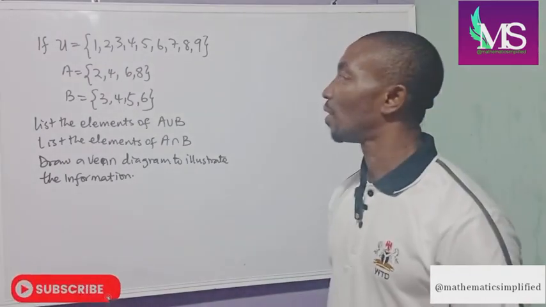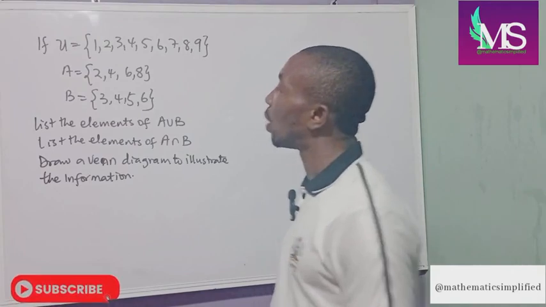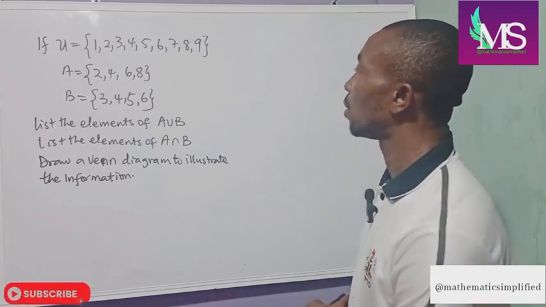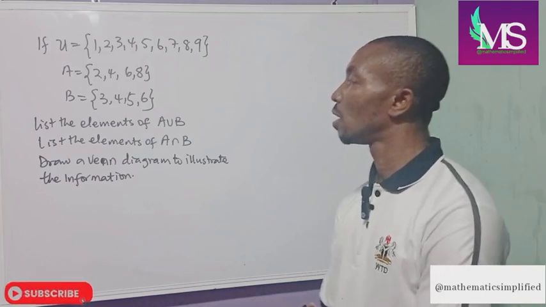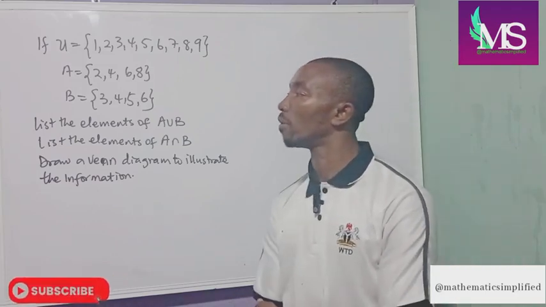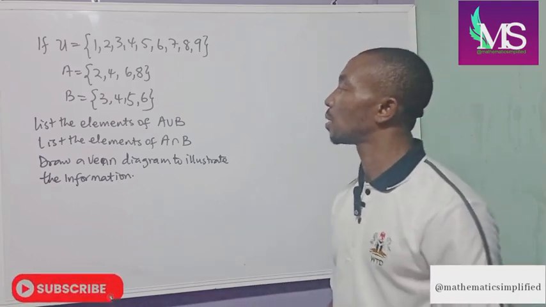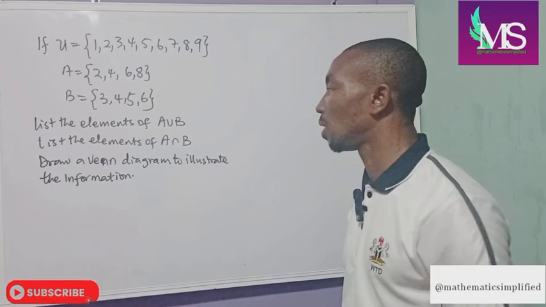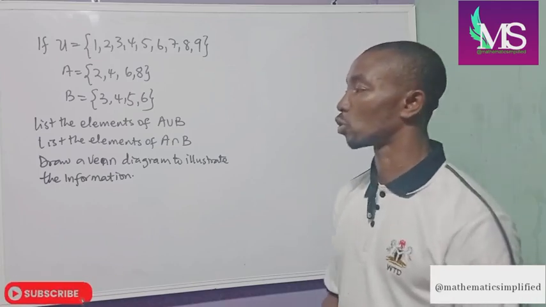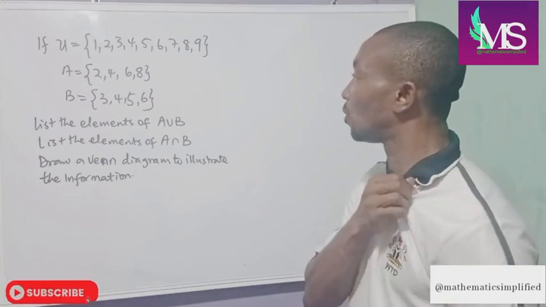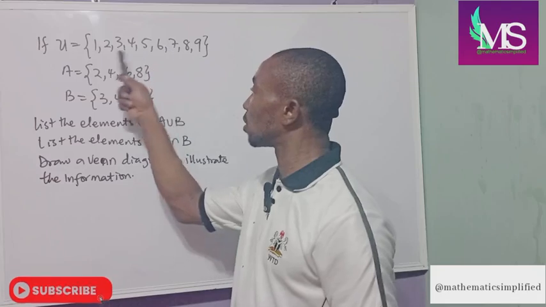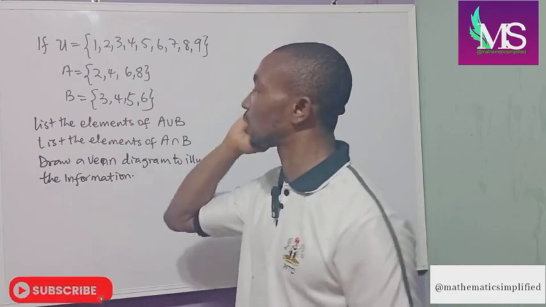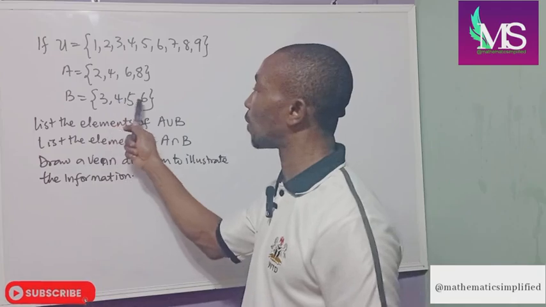Alright guys, our next question says if U is 1, 2, 3, 4, 5, 6, 7, 8, 9 and set A is 2, 4, 6, 8 and set B is 3, 4, 5 and 6, list the elements of A union B. List the elements of A intersection B and draw the Venn diagram to illustrate the information. Now, in doing this, our universal set is 1 to 9, A has been spelled out as 2, 4, 6, 8 and B as 3, 4, 5, 6.